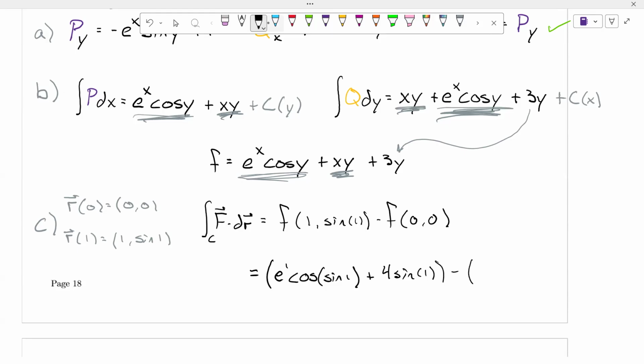Minus, I always want f of b minus f of a, plugging in the other points. e to the 0 is 1, and cosine of 0 is also 1. So 1 times 1 is 1, plus 1 times 0 times 0 is 0, plus 3 times 0 is also 0. So I get that as my result.